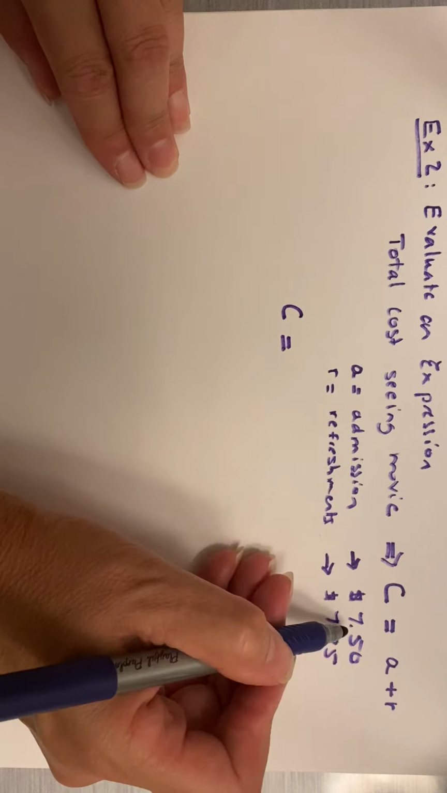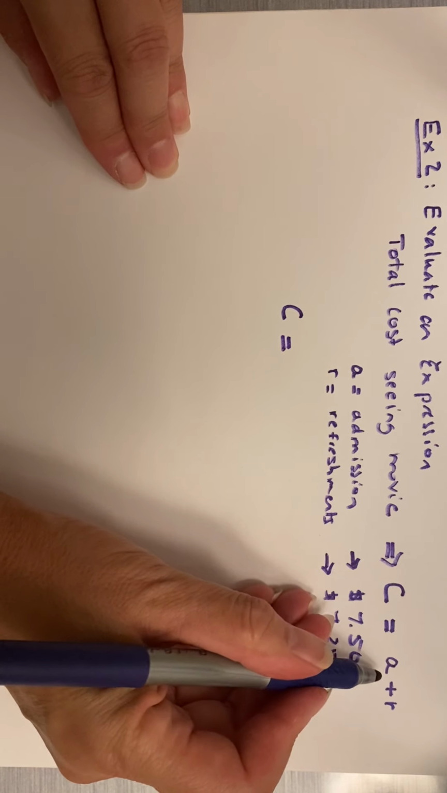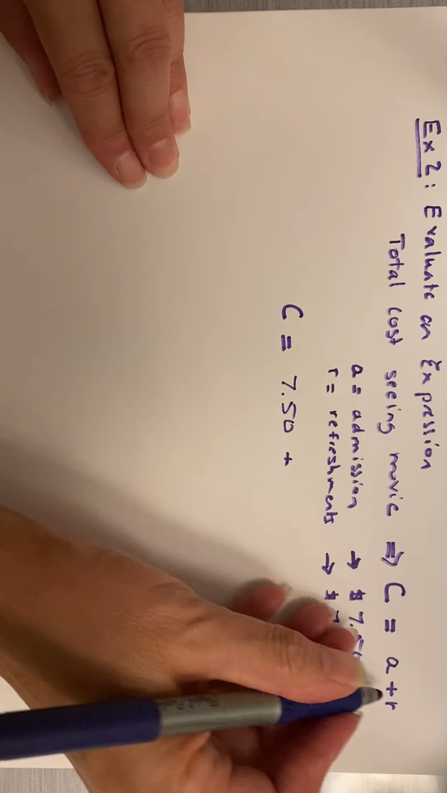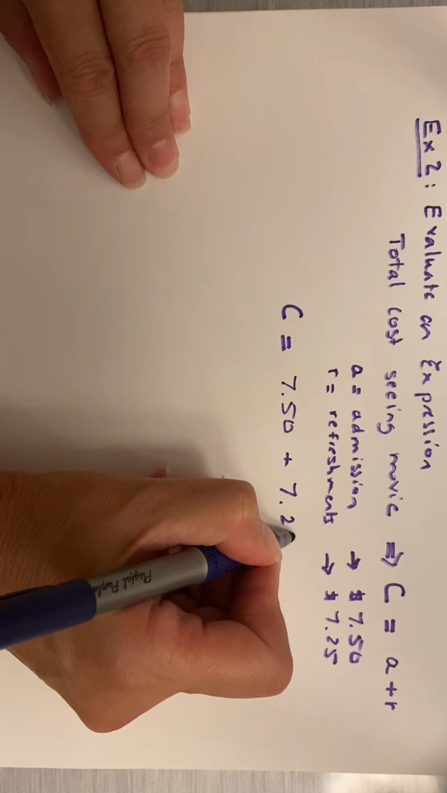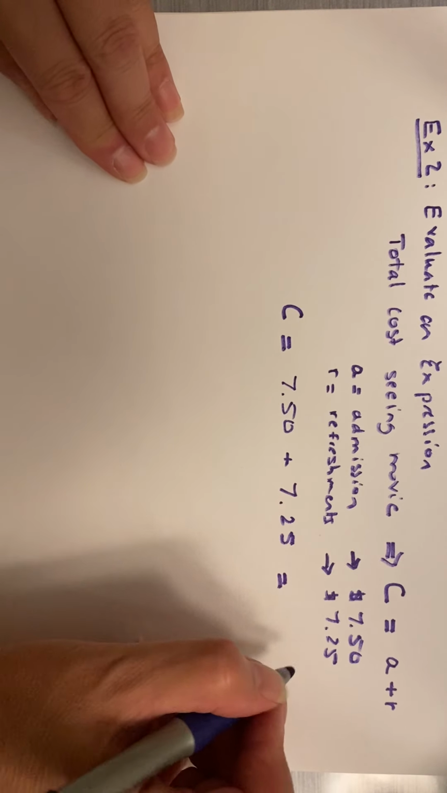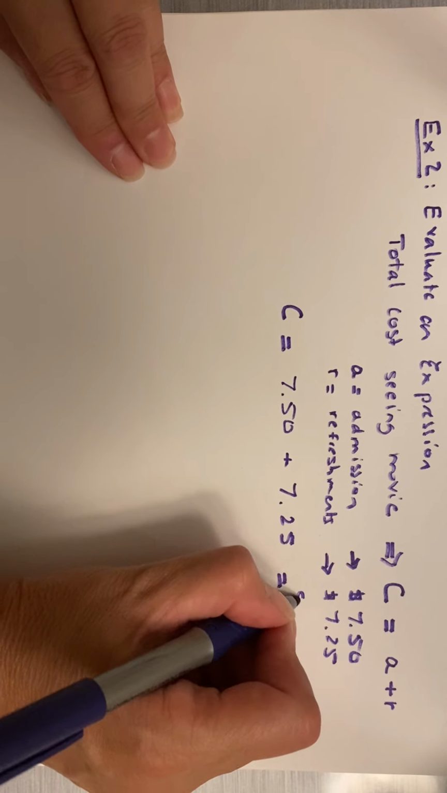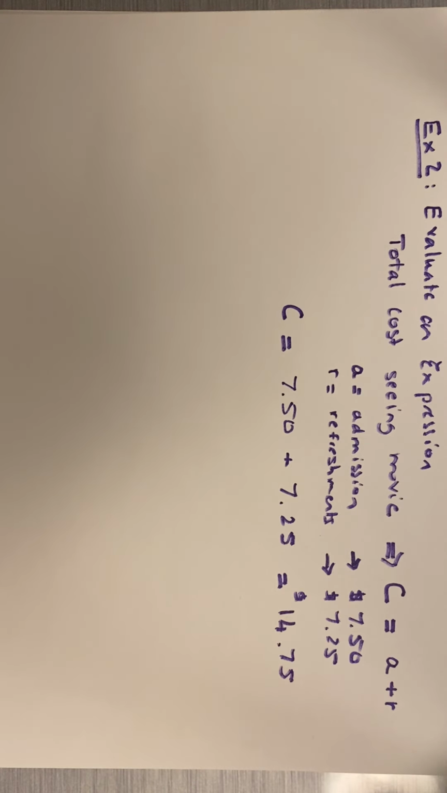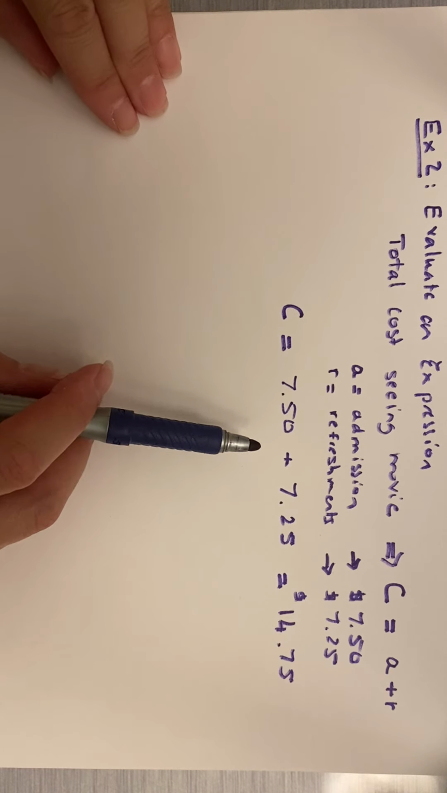You're going to substitute $7.50 for A and $7.25 for R. And you're going to find that your total cost is $14.75. All right, so that is evaluating expressions.